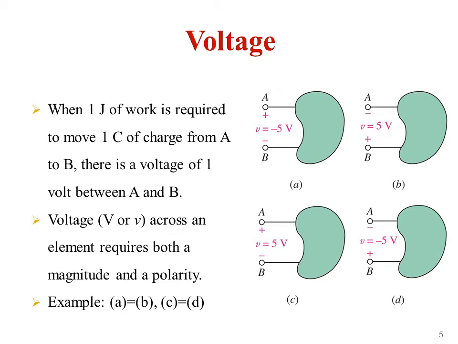So if you observe example B, that is the B diagram, here also the current is entering into the negative and leaving from the positive. Here we have taken the voltage as plus 5 volts. Now if you observe example C, here the current is entering into the positive and leaving from the negative. Here we have assumed plus 5 volts.